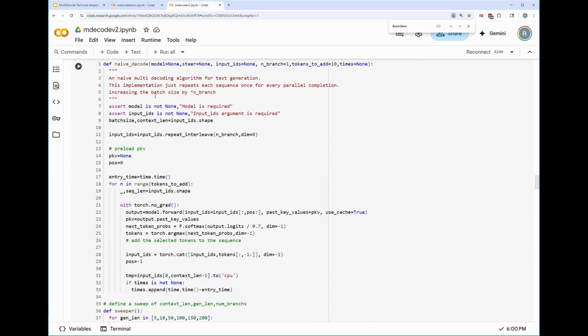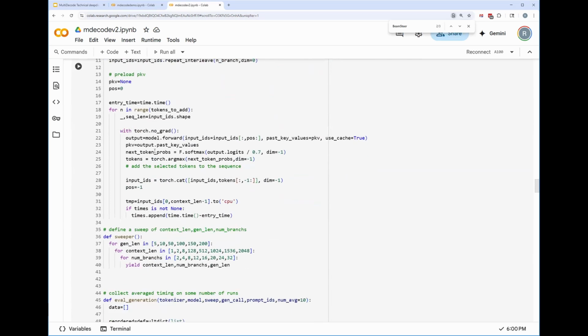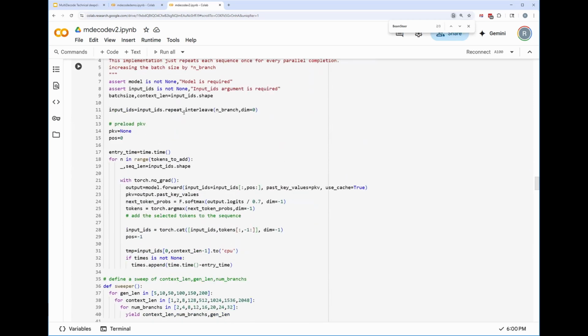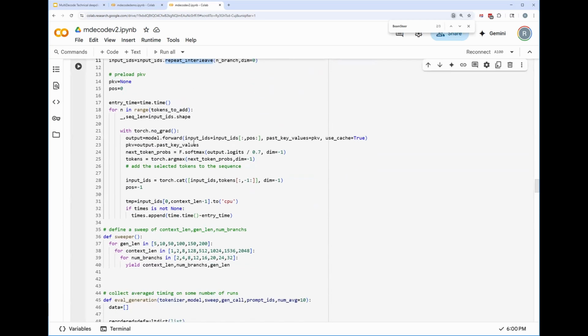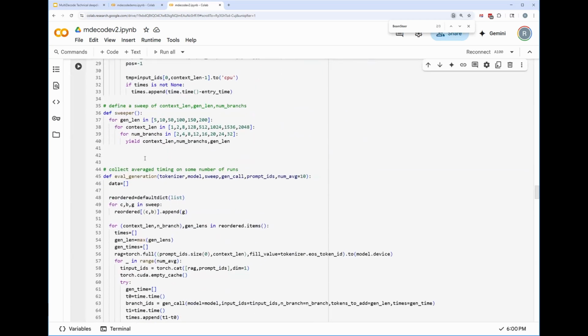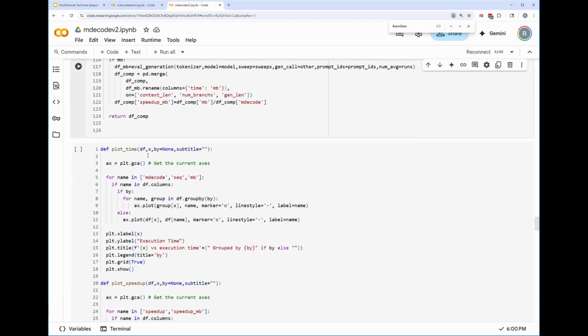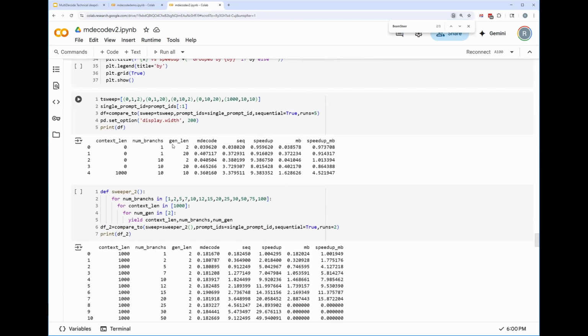Here's the naive implementation. This is the one that did the repeat interleaved. So this is the one like you would do, like Hugging Face Beam Search does. I use sweepers to do it. Let me just get on down. So I ran through it. I'll just print the data frames out first, and then we'll plot them. But this is a way to sweep that goes through and populates all this varying context length.